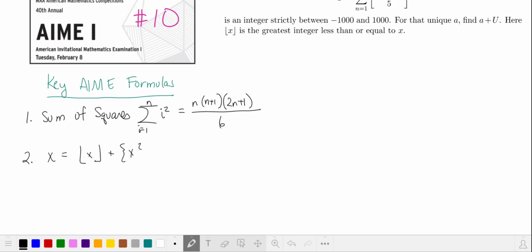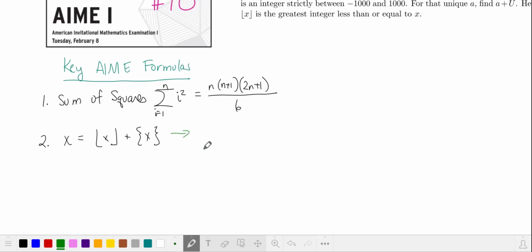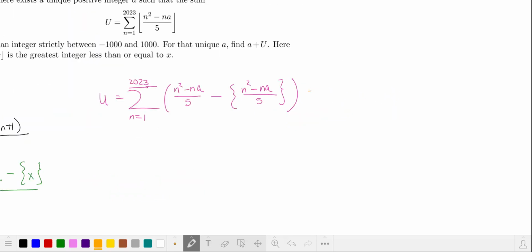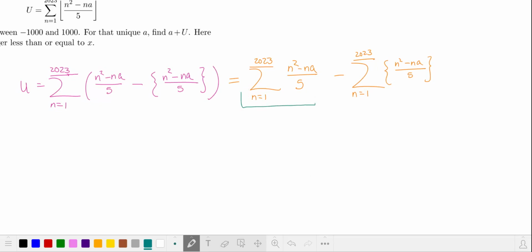We'll begin with this second formula by solving for the floor, which is x minus the fractional part of x, and we'll use that in this expression for u. So this floor is going to be equal to the number minus the fractional part of the same expression. Sums are commutative and associative, so we will split this into two separate sums. Let's tackle this first expression separately.